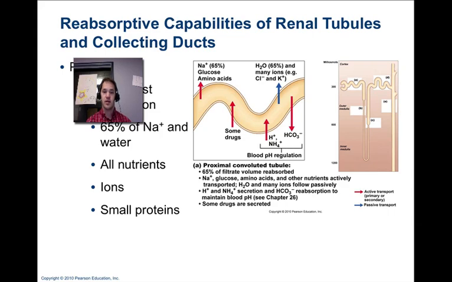Some drugs are secreted. Some small proteins that are able to pass through the filtration membrane are reabsorbed as well. And then hydrogen ions and ammonia are secreted, and bicarbonate is absorbed in order to maintain blood pH, and we'll talk about that more when we talk about acid-base balance. And then some drugs are secreted from the blood into the proximal convoluted tubule as well.